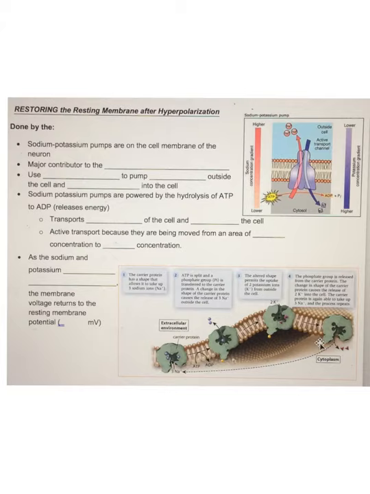Well, that is done by something called the sodium potassium pump. The sodium potassium pump is what does this, and you can see it right over here. It is a major contributor to the resting membrane potential. Remember, the resting membrane potential has to be restored before it can receive and transmit another signal. So we need to get it back down to that minus 70, and the sodium potassium pump is what does that.